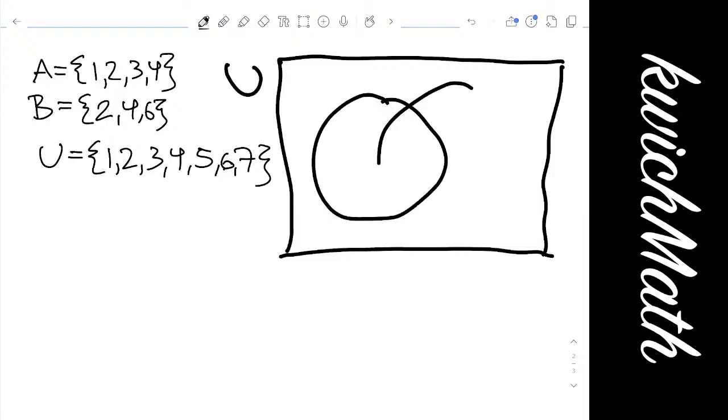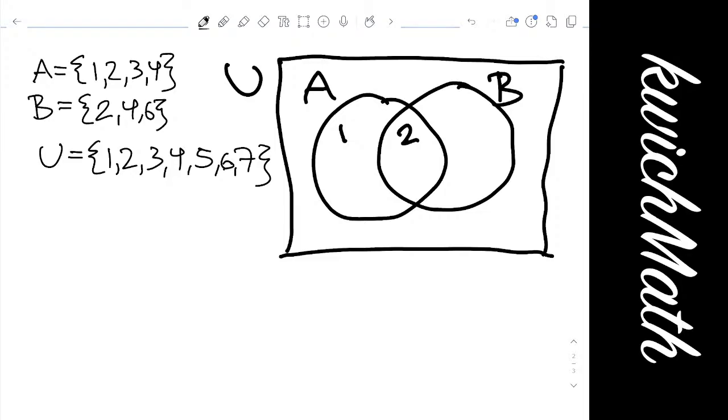It's the big set. We have A and B. And then we need to place the elements here. What we'll find out as we go is that the different regions in here will become interesting. For instance, you can see that 1 is in A, so it has to be within the circle, but it's not in B, so it would go here. 2 is both in A and B, so that would have to go here in the intersection.